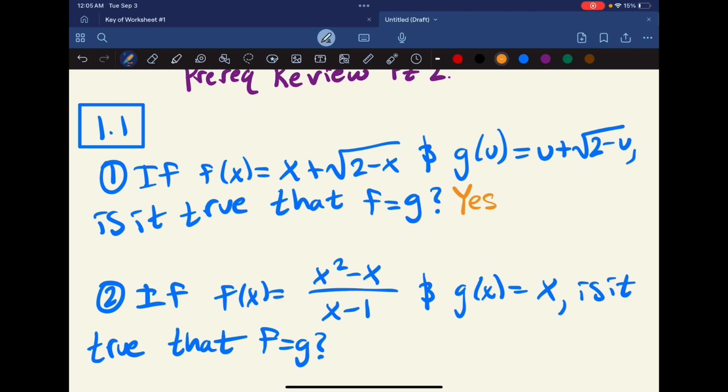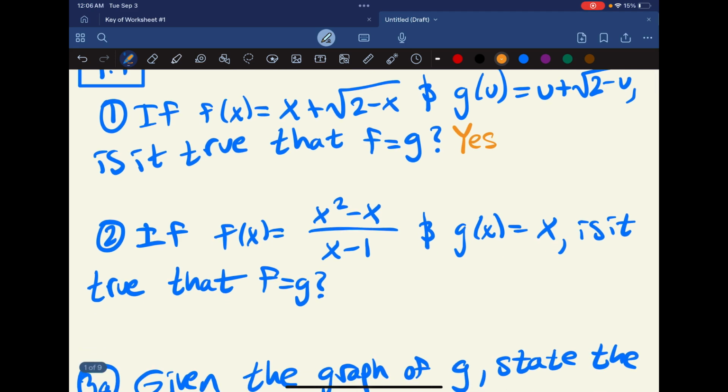Just like it is in number 2, where we're asked if f of x equals x squared minus x all over x minus 1, g of x equals x, is it true that f equals g? So we're going to say no or false. The simplification for this would generally go, you would factor out an x, and then you would get x minus 1 in the numerator, and x minus 1 in the denominator, and then these two terms would cancel out, and you're left with just x. But kind of like a problem that we did last week, this isn't just x, this is x with a hole at x equals 1.